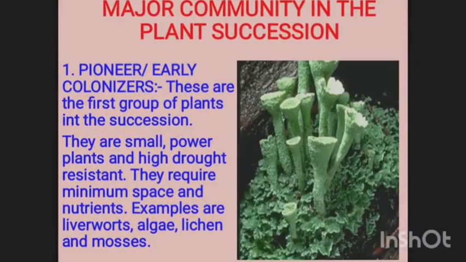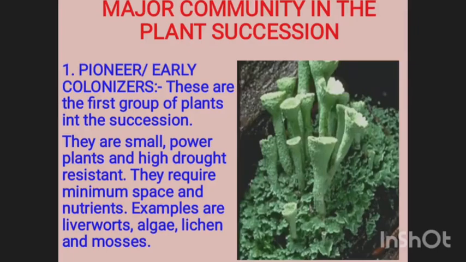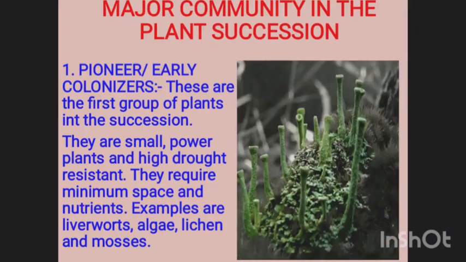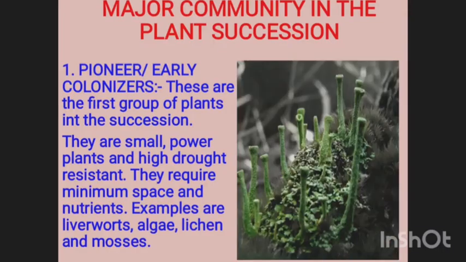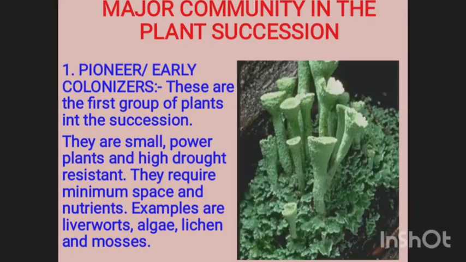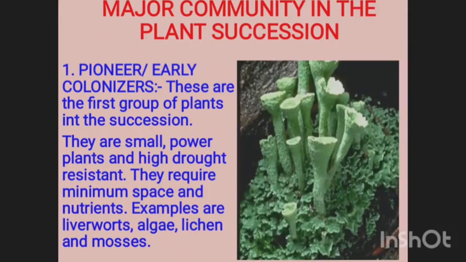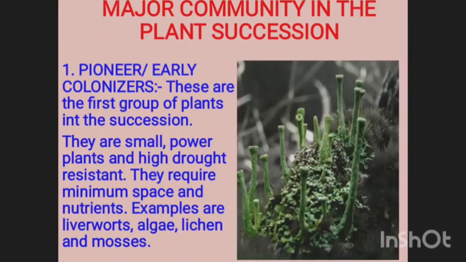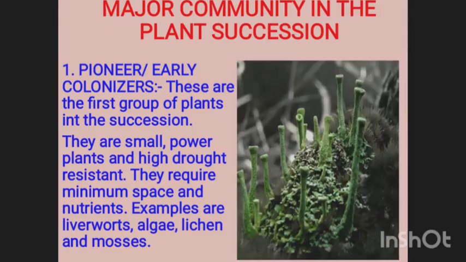Now let's look at the major communities we have in ecological succession. We're looking at plant succession. The first community we have there is the pioneer, or we call them the what? Early colonizers. These are the first group of plants in the succession. The first group of plants that actually grow on that barren land are called pioneers.